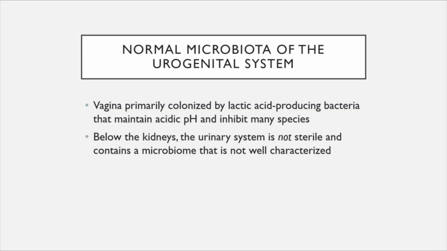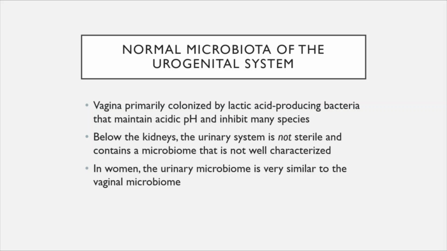As far as the urinary system goes, below the kidneys, the urinary system is not sterile, contrary to popular belief, and does contain a microbiome, although that microbiome is not well characterized as of yet. We do know that in women at least, the urinary microbiome seems to be very similar to the vaginal microbiome in terms of what species it contains.